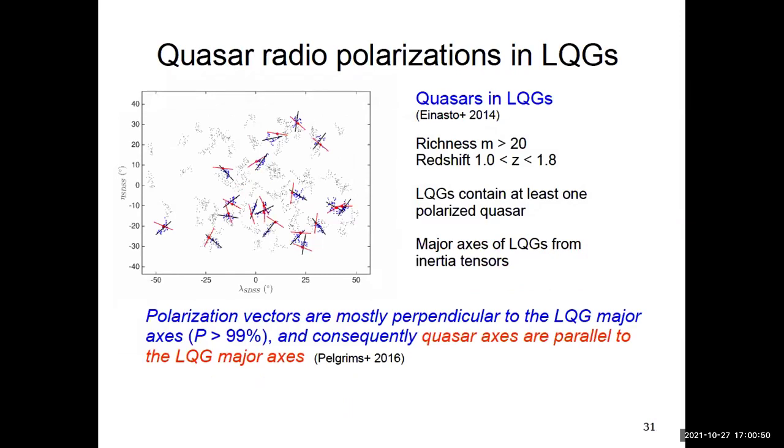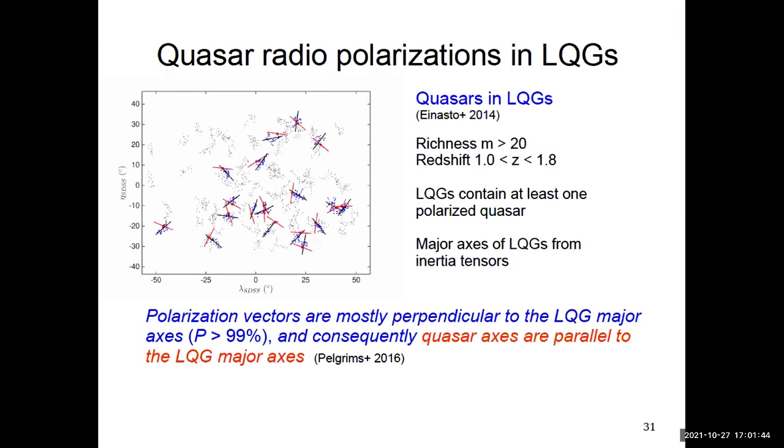At radio wavelengths, we did similar work, but instead of measuring the polarization of objects in one group, we consider several groups, and in each group, we try to find a polarized quasar, and we consider only those groups with at least one polarized quasar inside. So we define the axis of the quasar group, and we compare it to the polarization vector of the quasar in those groups. And finally, we find that the polarization vectors are mostly perpendicular to the major axis, and consequently, the quasar axes are parallel to the major axis, which confirms what we have found at optical wavelengths. The typical size of these groups is 300 megaparsecs.